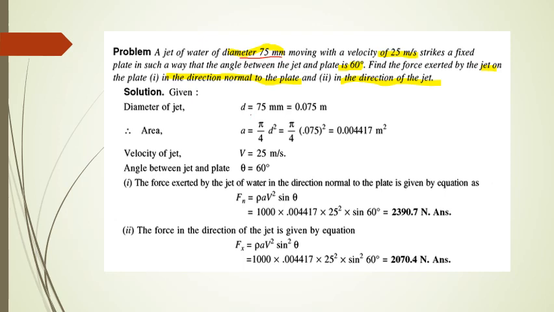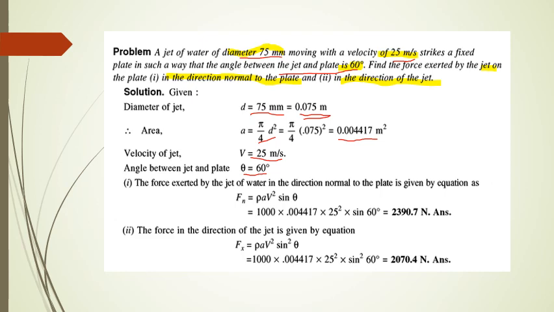Here diameter is 75 mm. I am converting the diameter from mm units to meters. That means 0.075 meters. Now the area becomes pi by 4 d square. Substituting the value of d, we get area as 0.004417 meters square. They have given the velocity of the jet as 25 meters per second. V is 25 meters per second. And they have also given the angle between the jet and plate is 60 degrees. That means theta is 60 degrees.